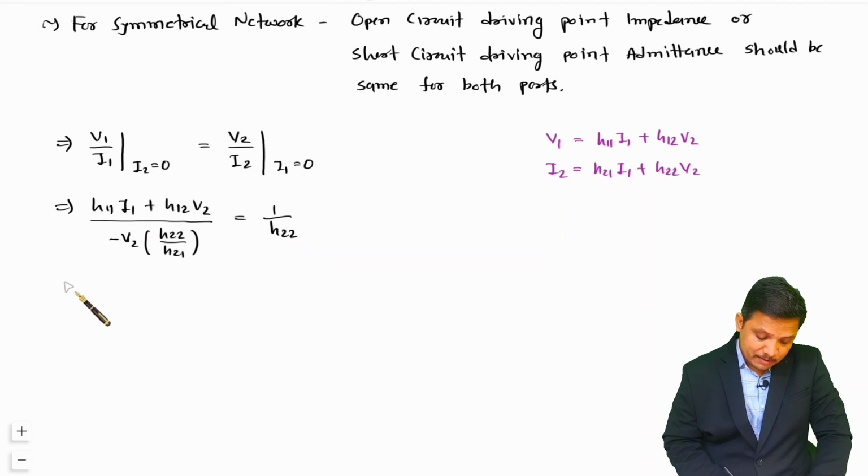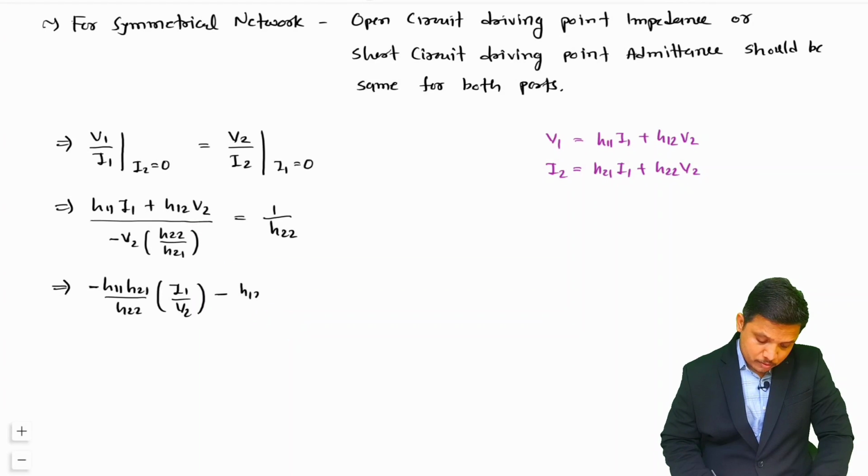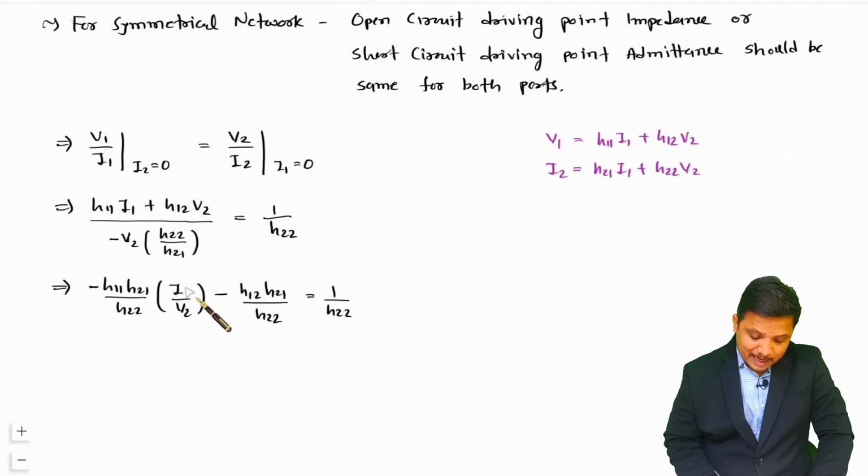Now we need to simplify this equation further. If you observe here, this V2, I'll divide it with both of these terms. So what will happen? Here I'll have a minus sign, and H11 H21 divided by H22 along with I1 by V2, right. And minus H12 into H21 divided by H22 is there, and this V2 will get cancelled. That is equal to 1 by H22. Now my dear students, whatever calculation is on this side is based on I2 being equal to 0.